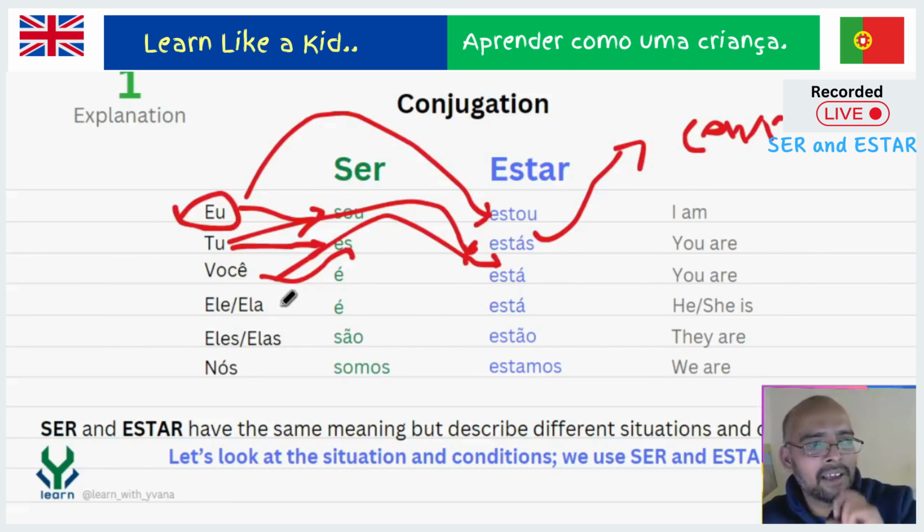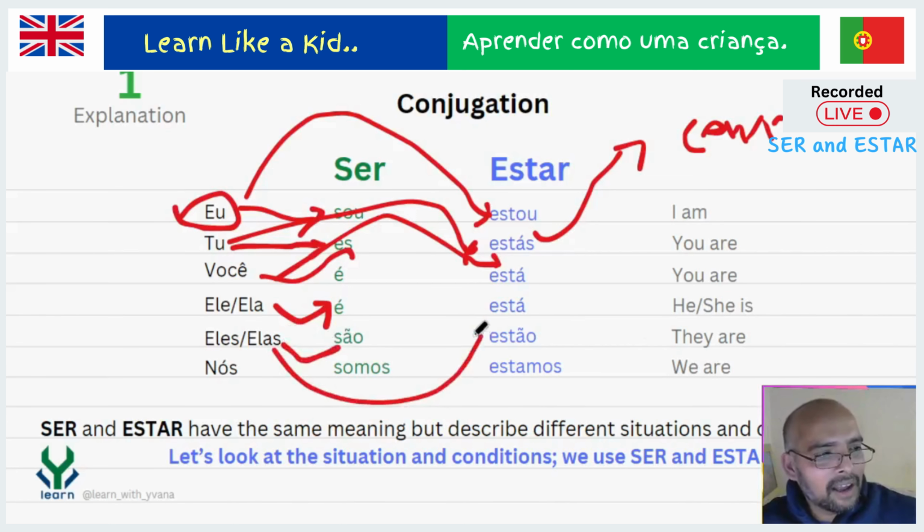If you want to say "he is", you can use either "ele é" or "ele está". It's the same thing for now. But when we use this, we will talk about it later, right? If you want to say "they are", you can say either "elas são" or you can say "elas estão". When you see this, okay, let's practice something here.